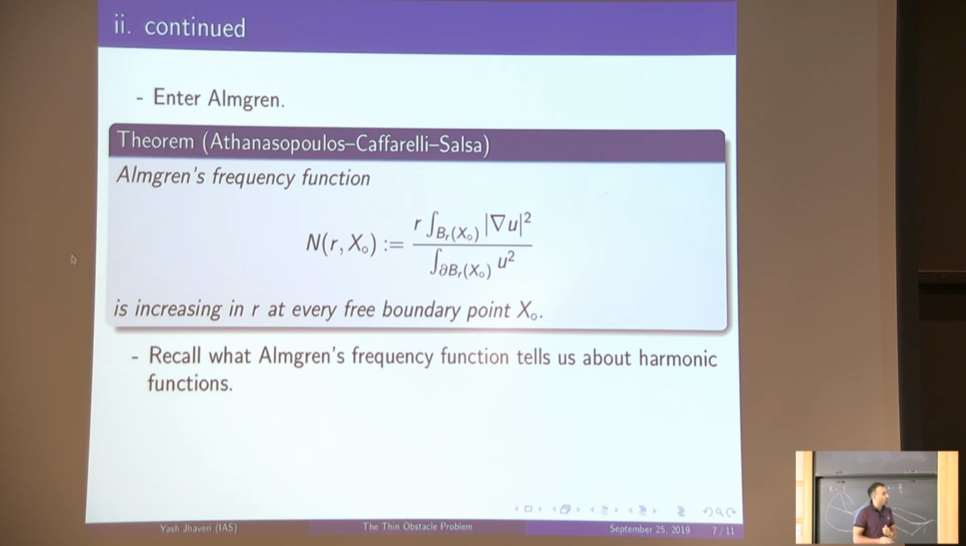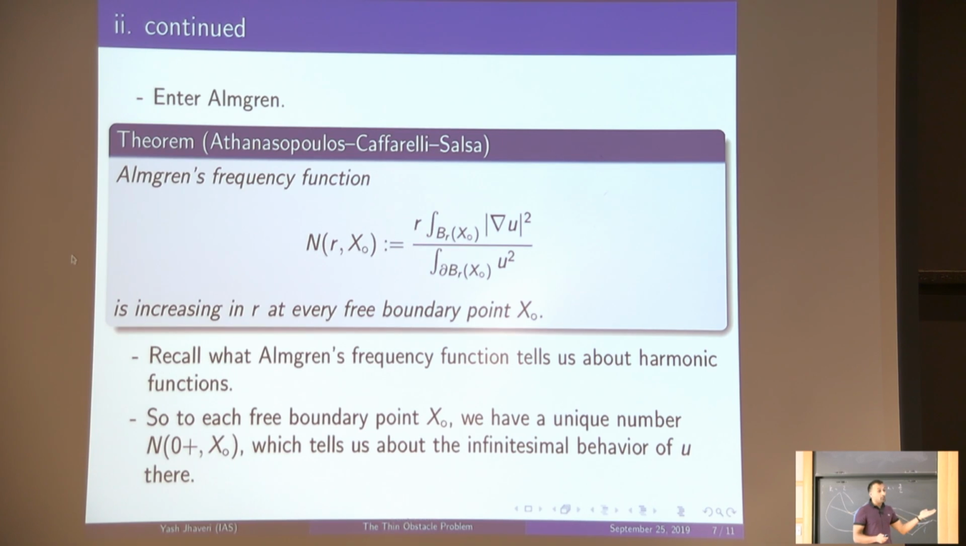Okay, really easy exercise. I encourage you all to do it. So what this does is it's basically saying that at each free boundary point, we can identify a unique number, which is going to tell us about the infinitesimal behavior of u at that free boundary point. Essentially, what's the order of the first part of the Taylor expansion of u at that point.